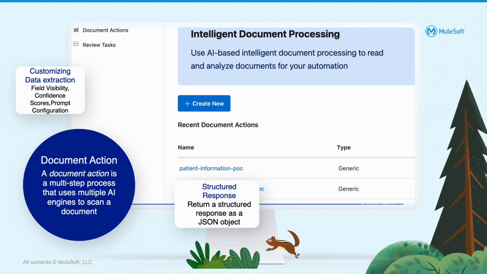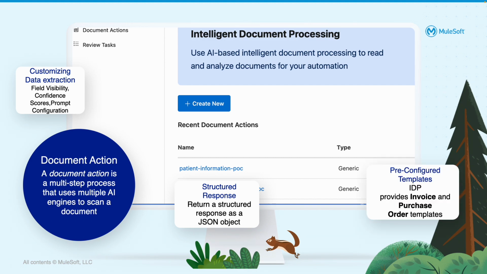So whenever a document is uploaded, the response, the fields or the values, are in the format of a JSON object. Next, there are some pre-configured templates. IDP basically provides invoice and purchase order templates. These are the two templates that we use, which are already pre-configured.